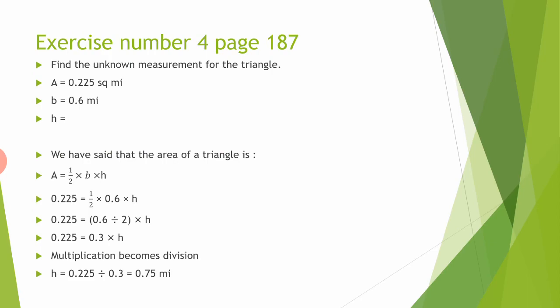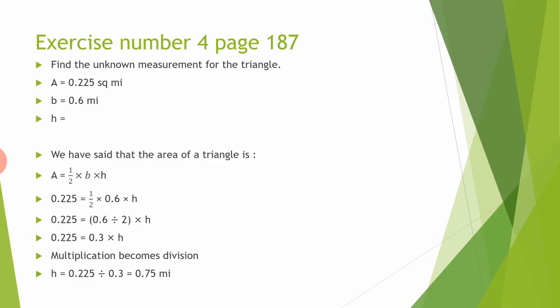Exercise number 4, page 187. We want to find the unknown measurement for the triangle. The area is 0.225, the base is 0.6, we want to find the height. We say that the area is half times base times height. So in the place of the area we put 0.225. In the place of the base we put 0.6. The height we leave as it is because we want to find it. So it's 0.225 equal to a half times 0.6 times height.